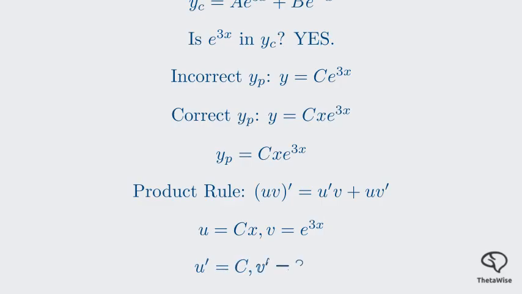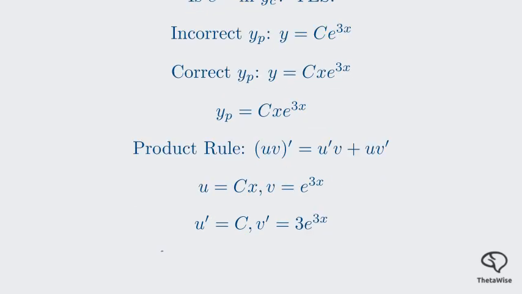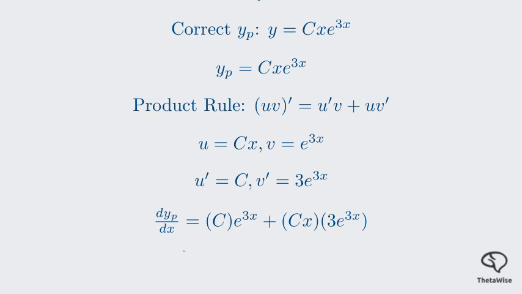Then u prime, the derivative of cx, is just c. And v prime, the derivative of e to the 3x, is 3e to the 3x. Plugging into the rule, we get ce to the 3x plus cx times 3e to the 3x. Rearranging this and factoring out ce to the 3x gives us our first derivative. dy_p/dx equals ce to the 3x times the quantity 1 plus 3x.